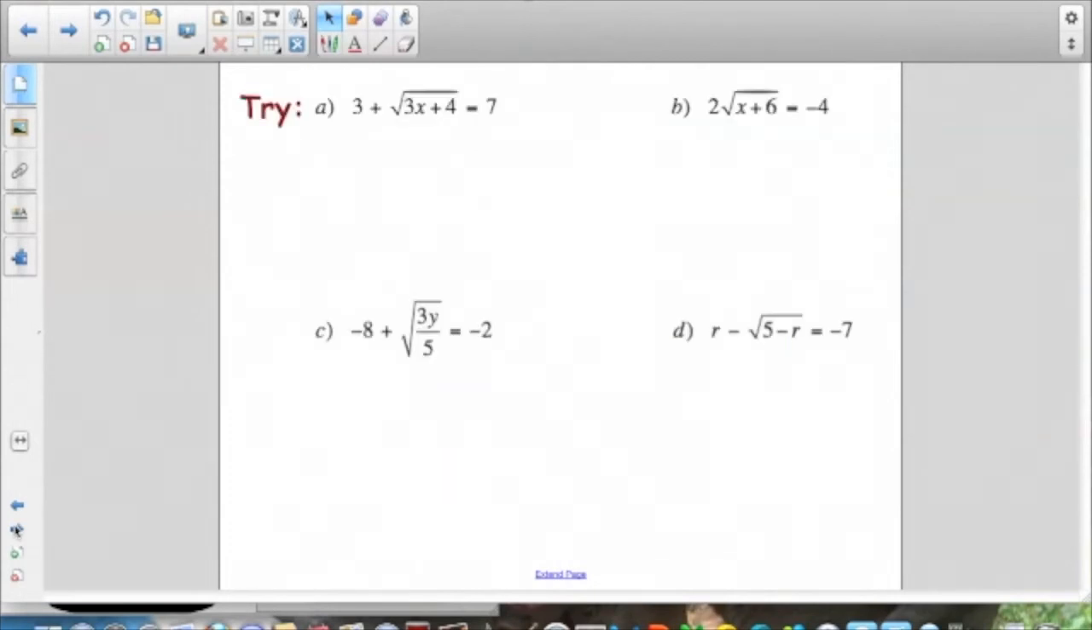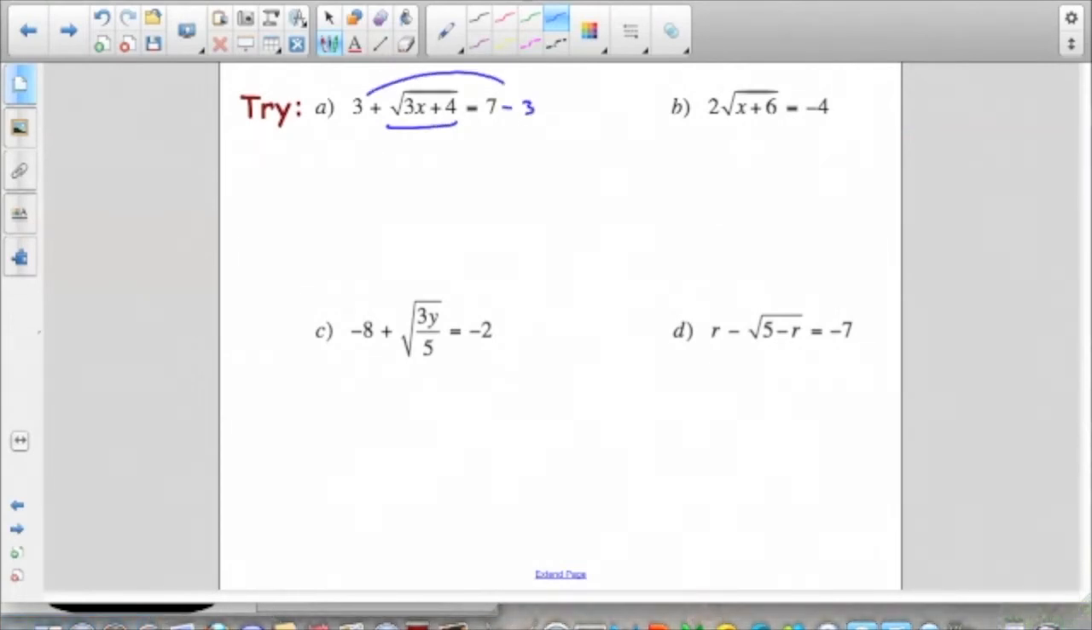All right, so there's a couple try these. Let's do a few of these together and just see that we are doing it right. All right, so let's look at the first one. Remember the first step is isolate the radical. I want this to be by itself. So that is going to move over, so it becomes minus 3. So I have 3x plus 4 equals 4. Okay, the next step was square both sides, because a square gets rid of a square root. So it's 3x plus 4 equals 16.